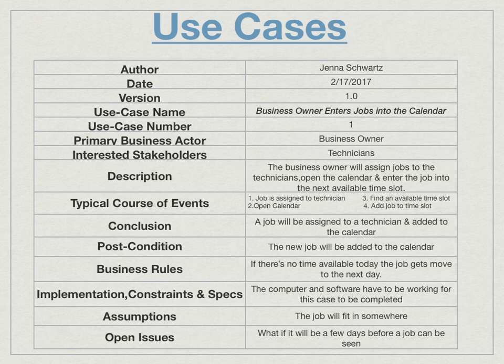The business rule is if there's no time available today, the job gets moved to the next day. The constraint is that the computer and software have to be working in order for this to be done. And the assumption is that the job will fit in somewhere, that there will be a time slot for it today or tomorrow somewhere. The open issue is what if it'll be a few days before a job can be seen. So there's going to be ramifications. How is the customer going to feel about that sort of thing.